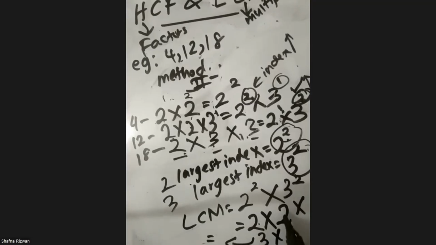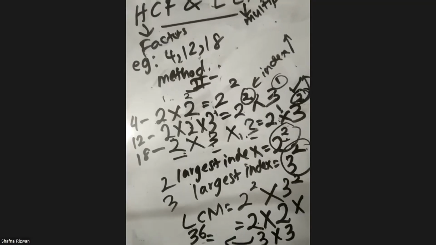Now, after that, I will find the answer for this. 2 multiplied by 2 is how much? 4. 4 multiplied by 3 is how much? 12. 12 multiplied by 3 is how much? 36. So 36 will be your LCM. Did you understand how to use the second method?